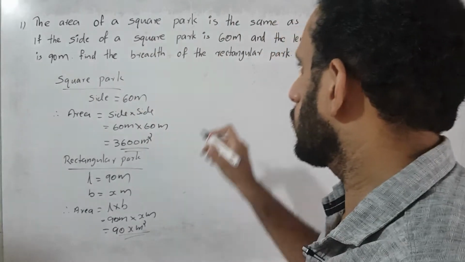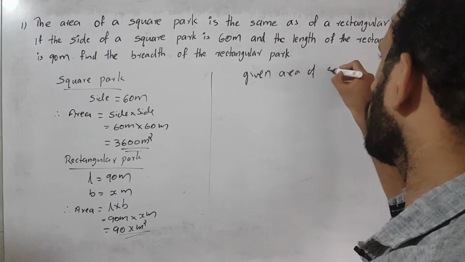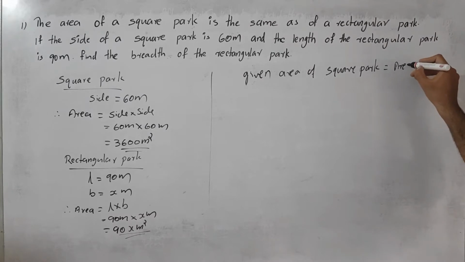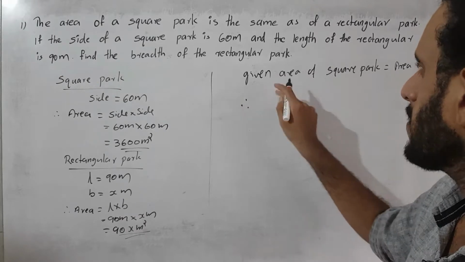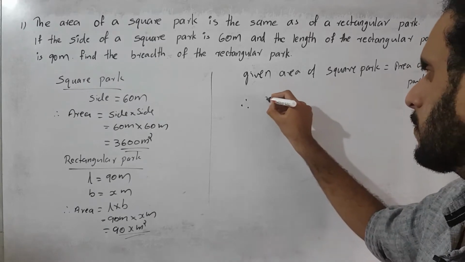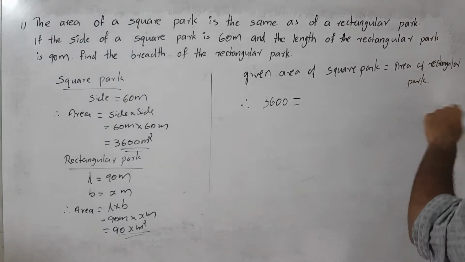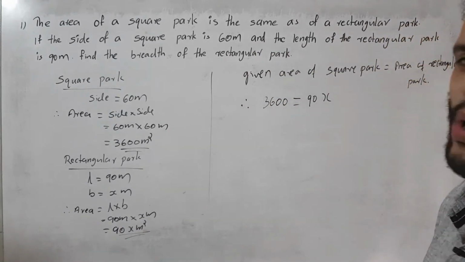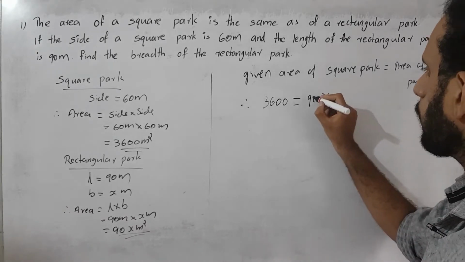Then we start. Given: area of square park is equal to area of rectangular park. Therefore, what is the area of a square park? Area of a square park is equal to 3600. 3600 is equal to the area of a rectangular park, which is 90x. So what is next? Next we need to find the value of x. Correct. So for finding the value of x, what is next?